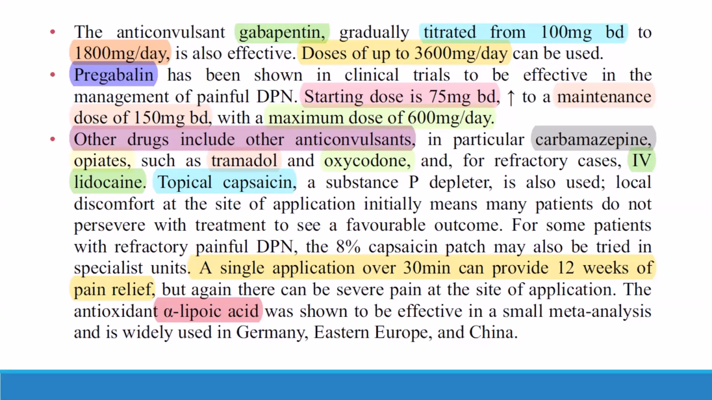A single application of topical capsaicin over 30 minutes can provide 12 weeks of pain relief. Alpha-lipoic acid, which is an antioxidant, was shown to be effective in a small meta-analysis and is used in Germany, Eastern Europe, and China, and don't choose this in the exam.